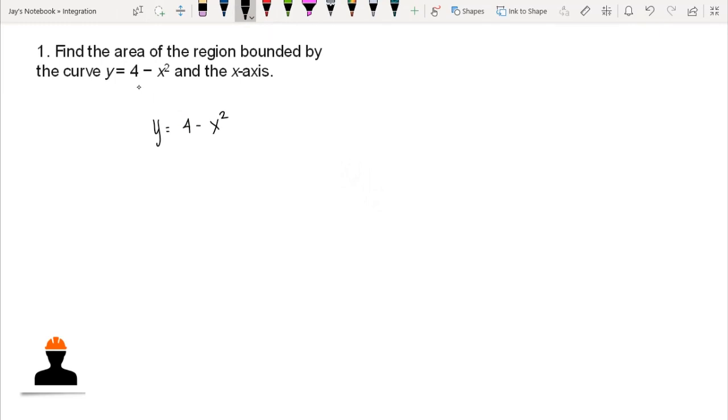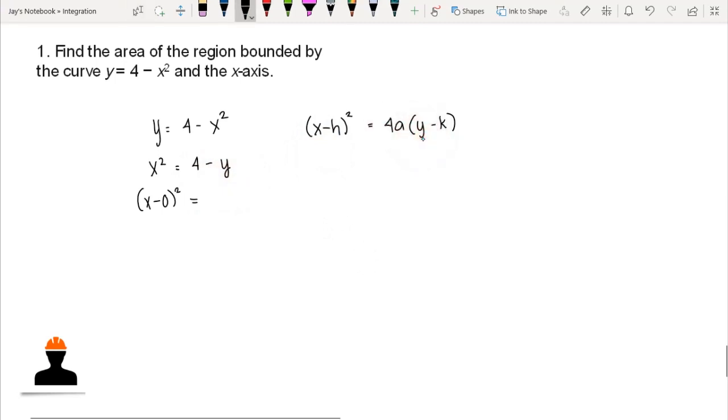Now it resembles the general parabolic equation, that is (x − h)² = 4a(y − k), in which you can rearrange this equation into a similar form. Then we have x² = 4 − y. If we follow this form, then we could have (x − 0)² = −(y − 4), since our y is in the first term, correct?